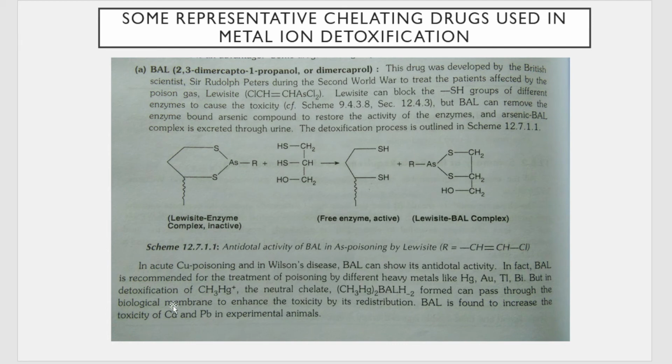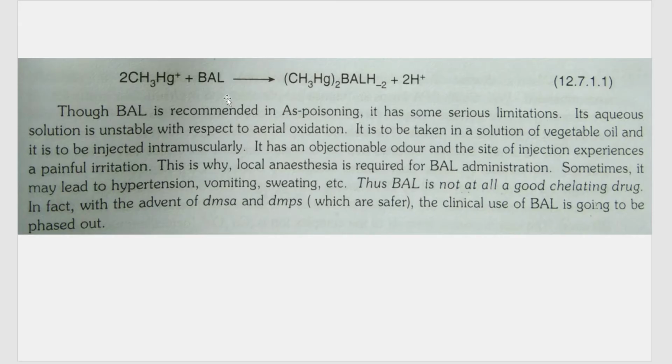But in case of mercury, we already studied this. It forms a neutral chelate like this, but this neutral chelate passes through the biological membrane, so it enhances the toxicity by its redistribution. That is, it can pass through the brain, and once again there will be accumulation of this biomethylated mercury in the brain. So it is not preferred in case of mercury. This reaction happens in the body and this can once again enter the brain. So it is not preferred in case of mercury detoxification.